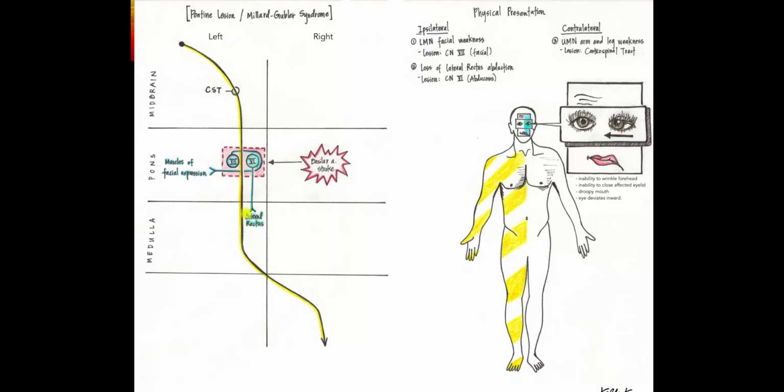Anyway, the Millard-Gubler syndrome. So I don't care that you know the name, but you do need to be able to localize that. And why is it important to localize that accurately? It's going to totally depend on what type of neuroimaging we do. If we do a CT, we're not going to visualize this. Okay, if you think the lesion's in the pons, we need an MRI scan to be able to pick this up, typically.